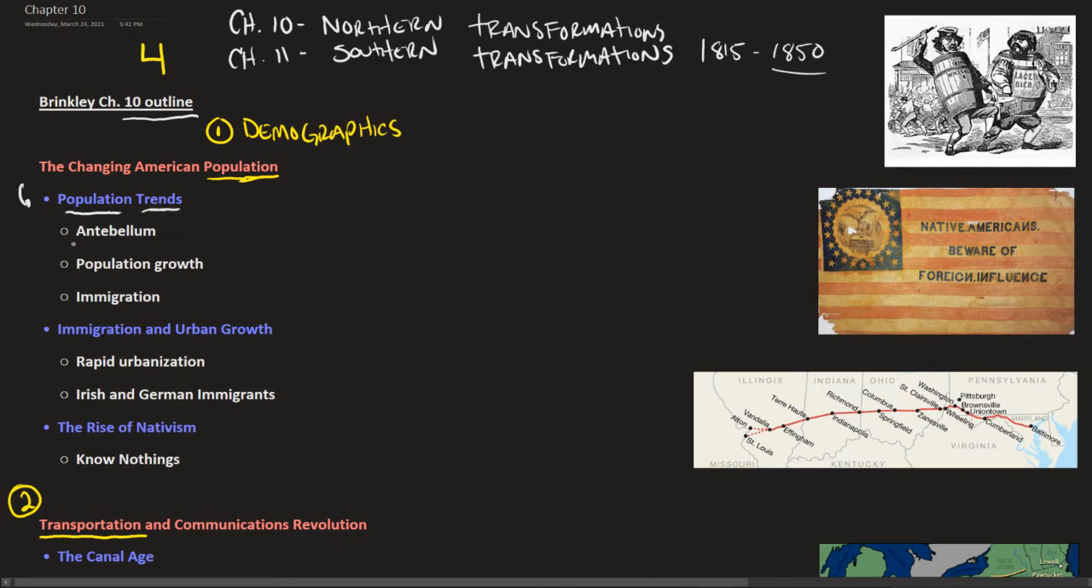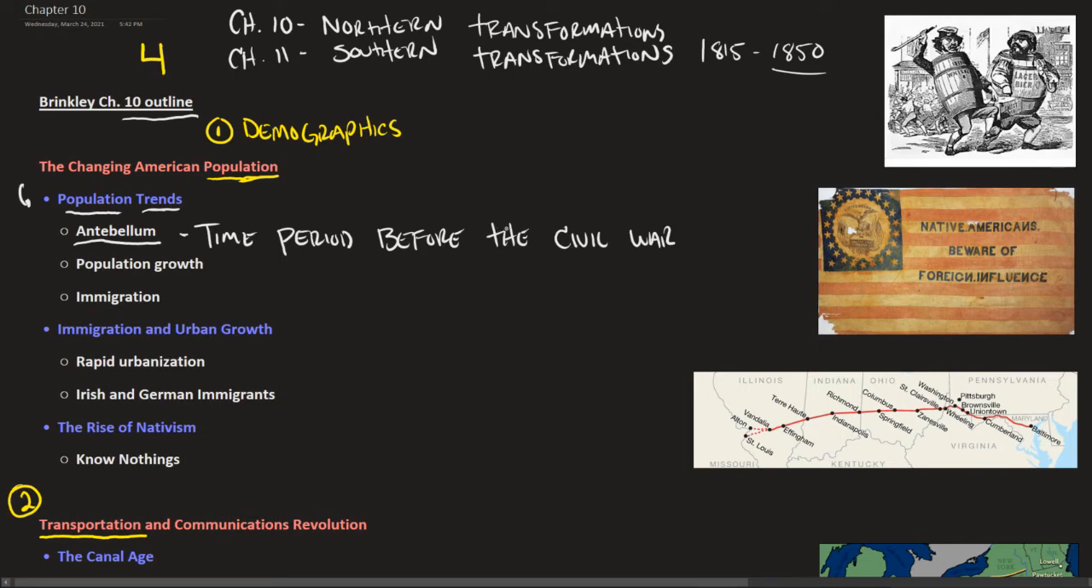So one key term that you're going to want to be familiar with because it gets used a lot here is antebellum. Antebellum is just the time period before the Civil War, right? So anytime you see this term, antebellum, it simply means, okay, now we're talking about a time period prior to the Civil War.